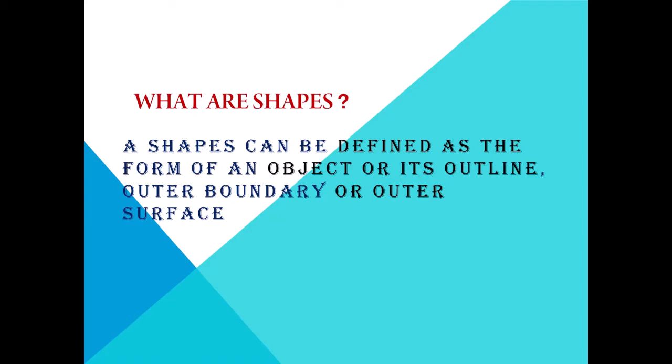A shape can be defined as the form of an object or its outline, outer boundary or outer surface. In other words, everything we see in the world around us has a shape. These symmetric shapes appear in objects like credit card, house, window, flower pot, balloons, etc.